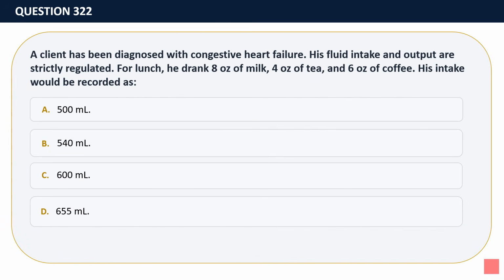Question 322. A client has been diagnosed with congestive heart failure. His fluid intake and output are strictly regulated. For lunch, he drank 8 ounces of milk, 4 ounces of tea, and 6 ounces of coffee. His intake would be recorded as: A. 500 milliliters. B. 540 milliliters. C. 600 milliliters. D. 655 milliliters.